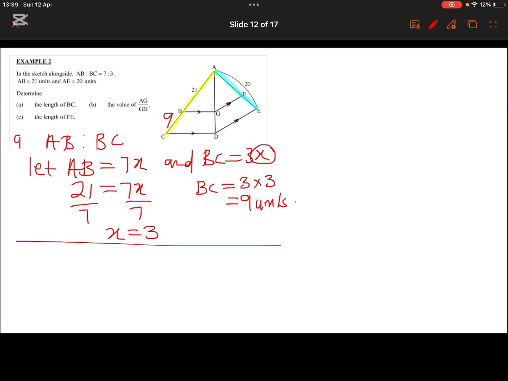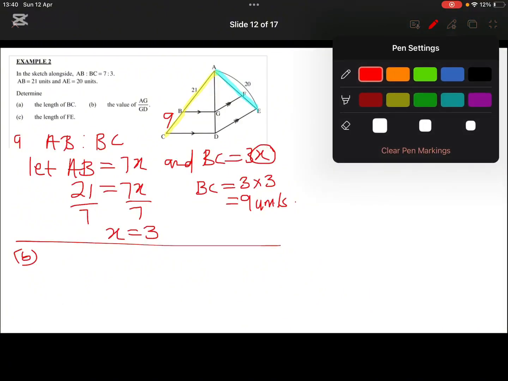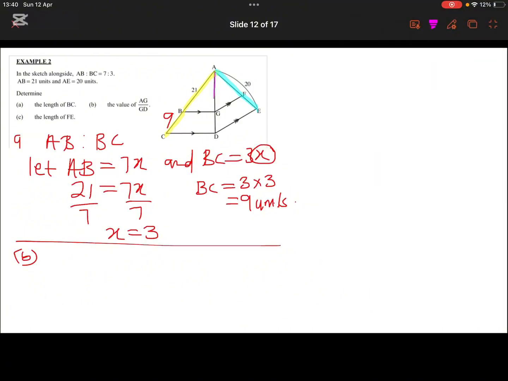Perfect. Okay, so now let's look at B. Determine the value of AG over GD. So we are looking for the value of it.